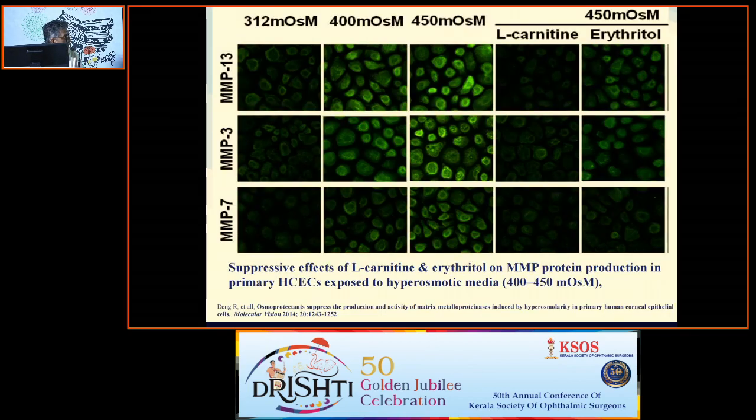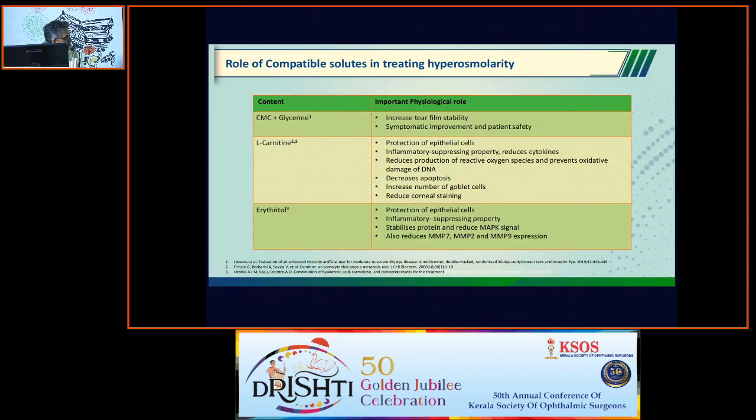So these are two slides comparing the action of MMP, that is a collagenase, an inflammatory marker present on the cell, at different osmolar concentrations. At 312, which is near normalcy, it is not there. But if you go to 450 milliosmolar, the amount of inflammatory markers goes up. But if you pre-treat the patient with L-carnitine and erythritol, the inflammatory markers are slightly less.